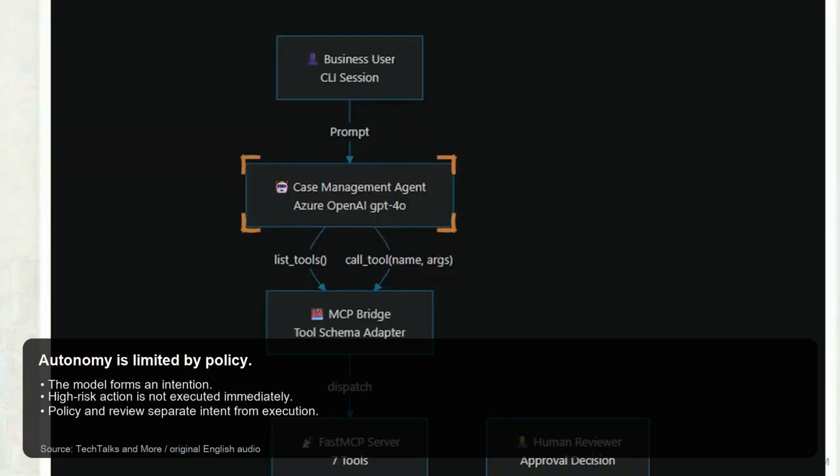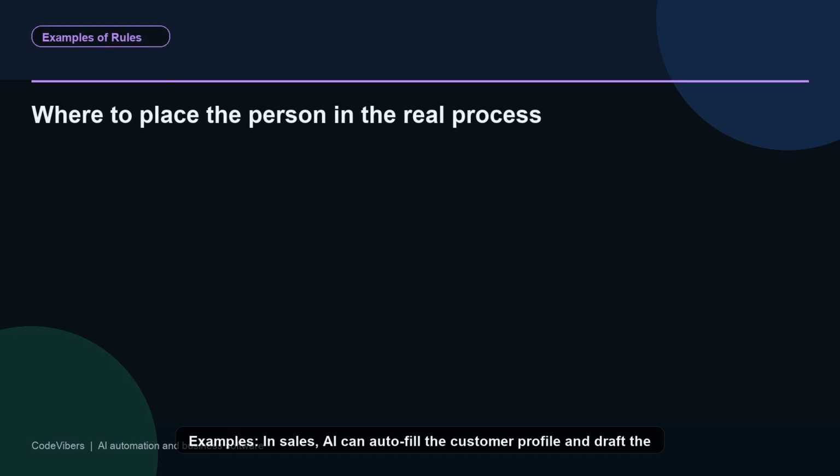At the top sits the core reasoning engine, an Azure OpenAI GPT. Examples. In sales, AI can autofill the customer profile and draft the email, but discounts above 5% require manager approval.